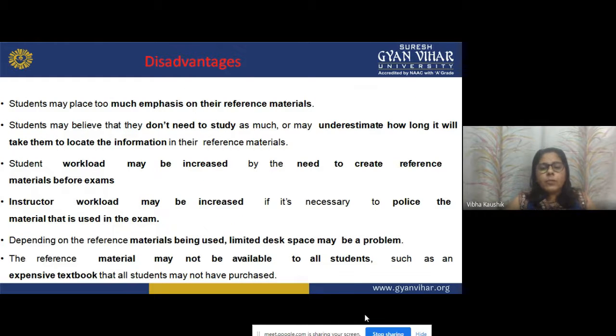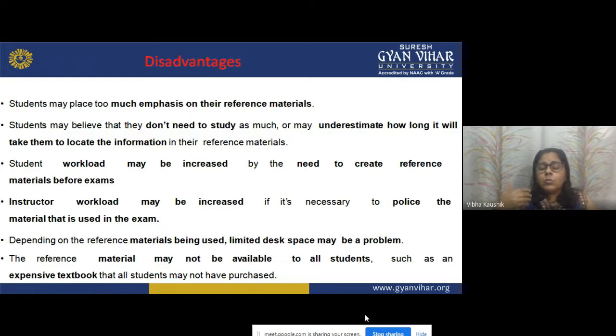Now, disadvantages. Students may place too much emphasis on their reference material. What is that? The students, while giving an open book exam, are giving emphasis and importance to the reference material that is available to them. Students may believe that they do not need to study, and that is important. They think that there is no need for studying when there will be an open book exam, or may underestimate how much time it will take to locate the information in their reference material.